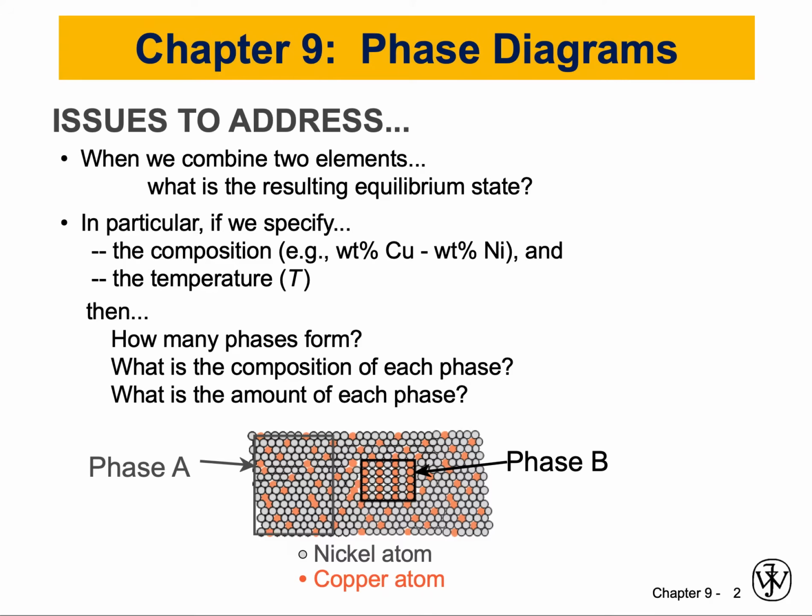Phase diagrams are diagrams that are created for alloys. And alloys are the combination of two or more elements. If we mix two elements, let's say we are mixing nickel and copper, what will the resulting equilibrium state look like? We'd like to study that and to learn how we can use phase diagrams to pull out information useful for us.